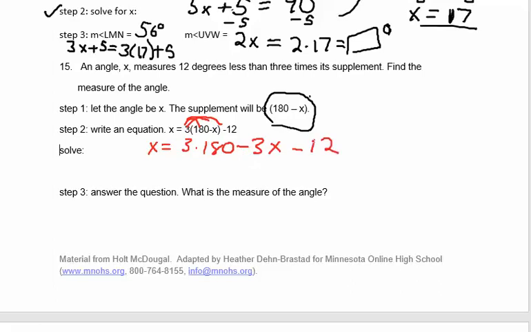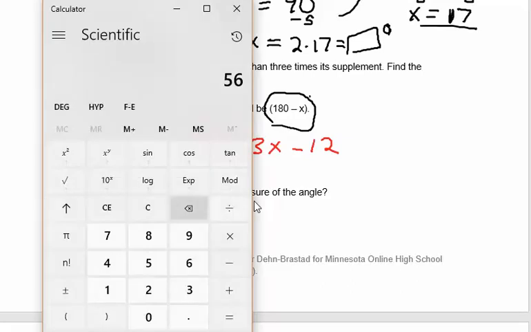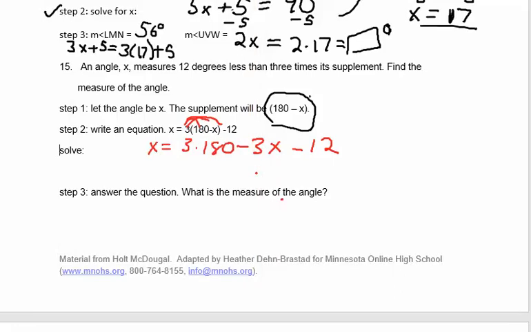Now you do the math. What is 3 times 180? And again, use your calculators to check if you need to, or you can just write it out. That's 540. And then write the minus 3x minus 12. Now, if there are any like terms on one side, you can combine them. We have a 540 minus 12.